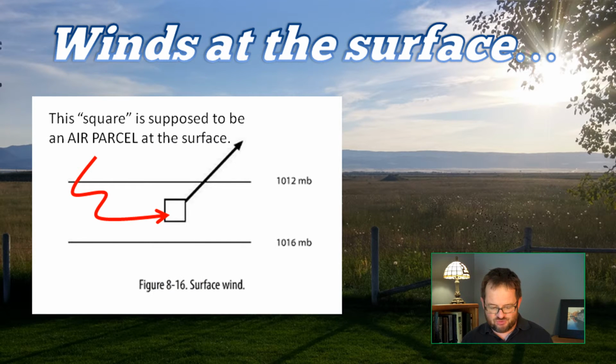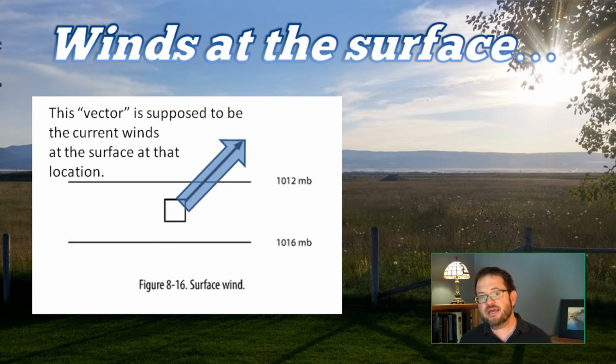Another thing they don't tell you is what is this little square that they drew on here? That square is supposed to be an air parcel. It's a little volume of air that is just sort of sitting, where you can move it around, etc. And then we're going to be wondering what this arrow is. That vector on there is supposed to be the current motion of that air parcel. It's moving that way. If they had just told you all of that, it makes the instructions a whole lot more clear.